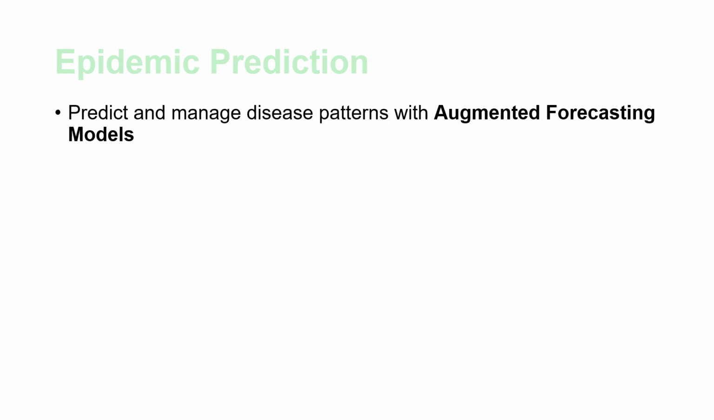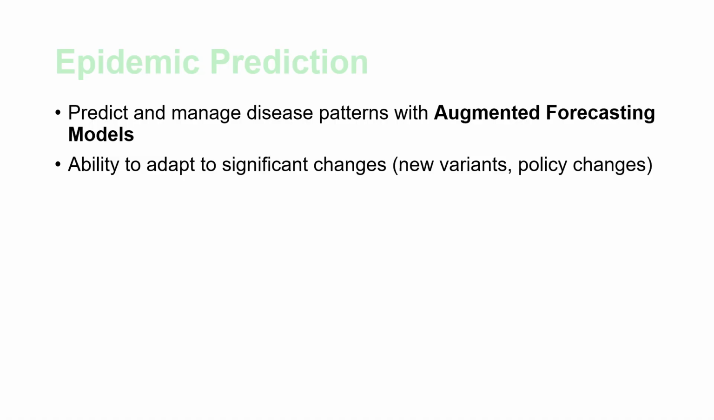Lastly, AI is also being used to predict and manage disease outbreaks through something called augmented forecasting models. These models were able to predict daily COVID-19 deaths, cases, and hospitalizations for up to 4 weeks in advance and have been tested in both the United States and Japan. What makes them impressive is their ability to adapt to major changes, like new variants or shifting government policies, even when human behavior and demographics differ between two countries like Japan and the USA.